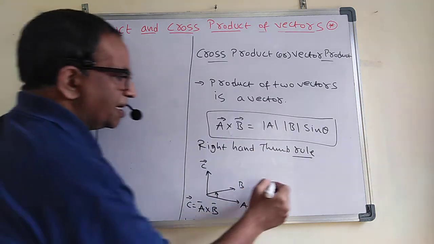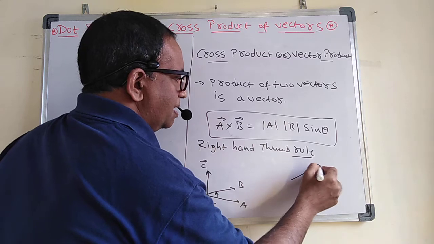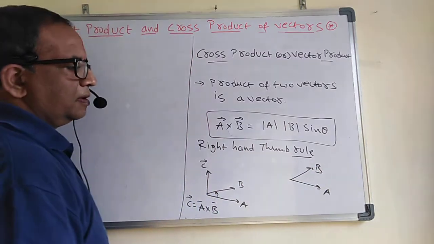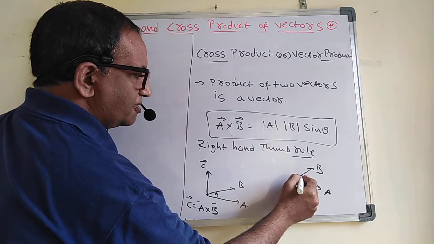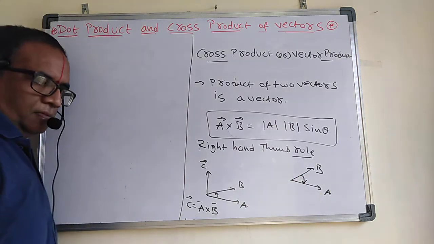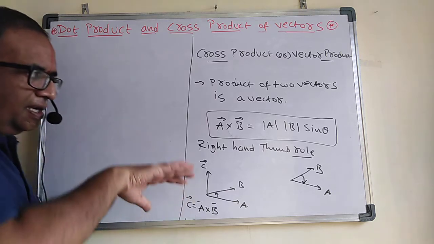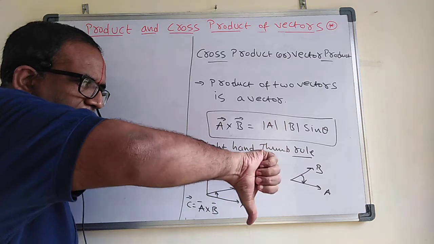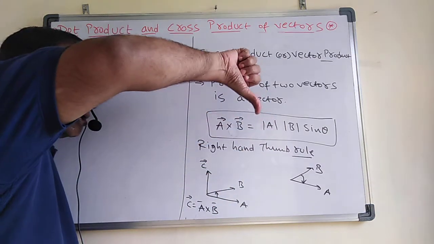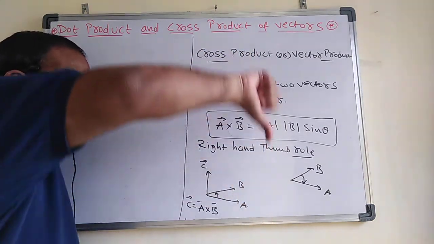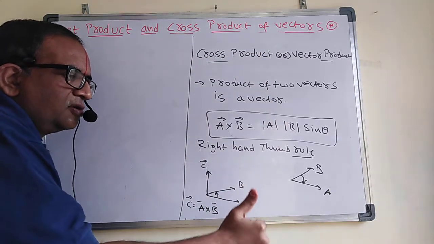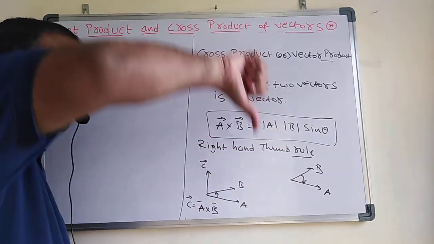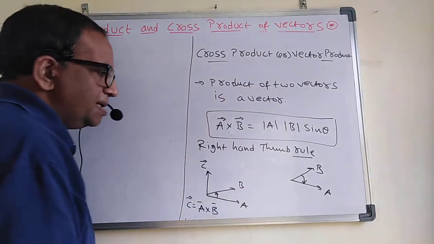Now let us observe carefully. Let us take the vector B and the vector A. Now let us do the cross product from B to A. This is B and I am turning towards A. So B cross A, and what did I get? I got another vector in the downward direction. When I did A cross B, I got a vector in this direction. When I did B cross A, I got the vector in the opposite direction. Let us call this one D.